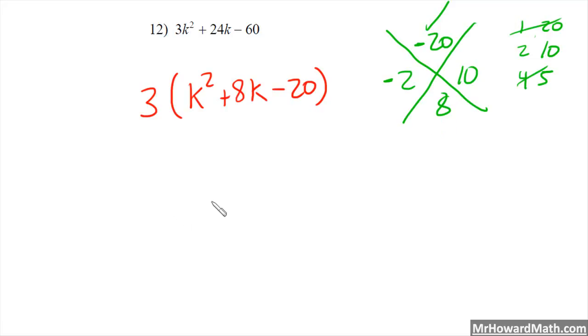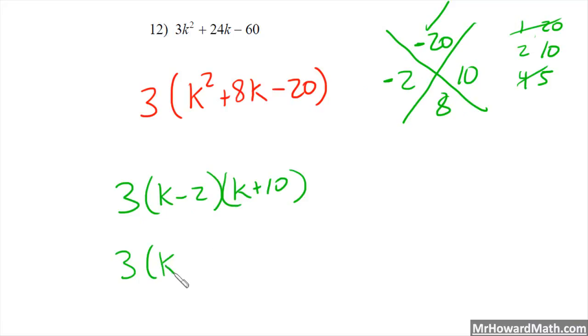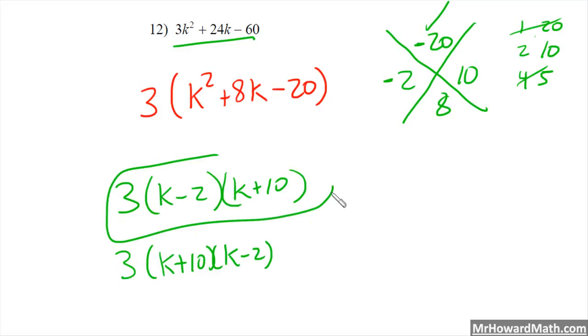Check. They both work. Now, put the 3 out in front. Don't forget it. Put your 2 sets of parentheses for your factors. We're using k as our variable, so k and k. That's always the pattern. And now just put these two numbers in. So subtract 2, add 10, done. Again, it is fine if you wrote this. K plus 10, k subtract 2. Either way is fine. So this factors to this or that. The order doesn't matter. Okay, that's it for this video.